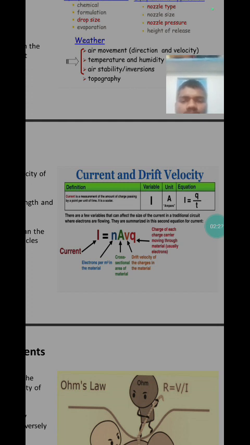There are a few variables that can affect the size of the current in a traditional circuit where electrons are flowing. They are summarized in the second equation for current. I = nAvq, where q is the charge of each charge carrier moving through the material, usually electrons, n is the charge carriers per m^3 in the material, A is the cross-sectional area of the material, and v is the drift velocity of the charges in the material.